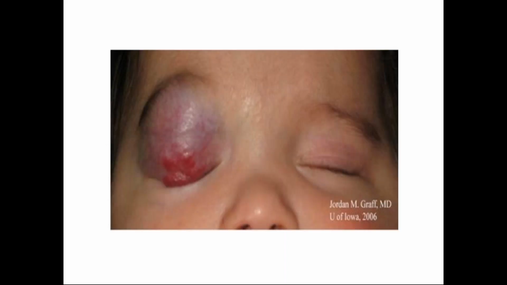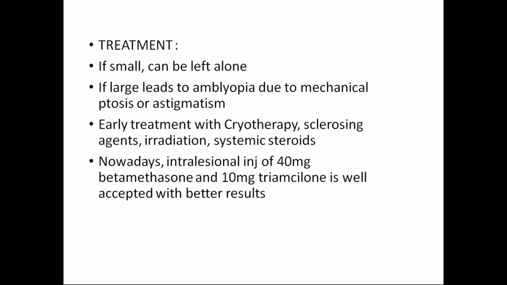Now this is an example of capillary hemangioma. You can see here this small swelling on the lid and the eyelids are closed. If it is not treated early, usually they go into amblyopia, but usually they regress by the age of 3 years. So early intervention is better, even though there is regression by the age of 3 years. So what is the early intervention you will do? Early treatment with cryotherapy, sclerosing agents, irradiation, systemic steroids can be tried, or intralesional injection of steroid like triamcinolone or betamethasone also gives very good results.